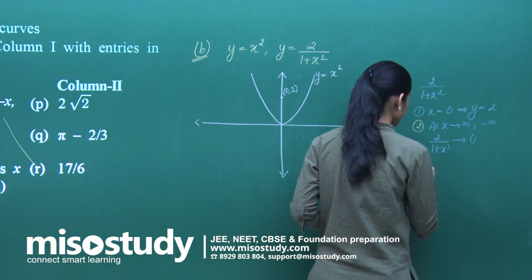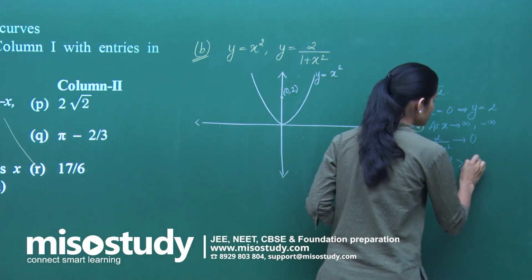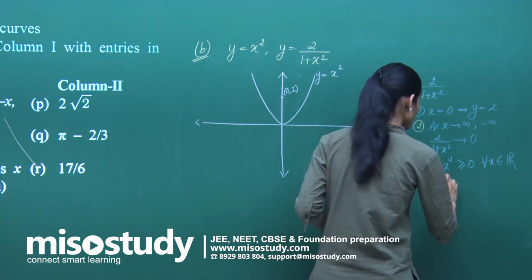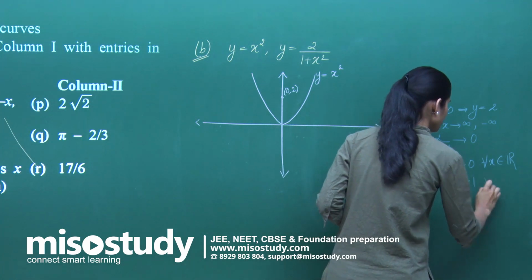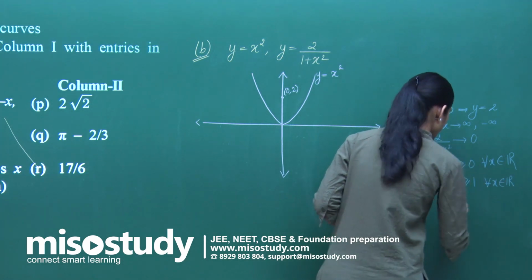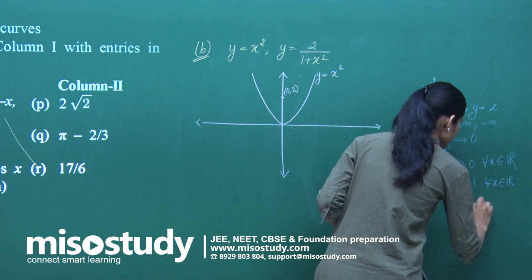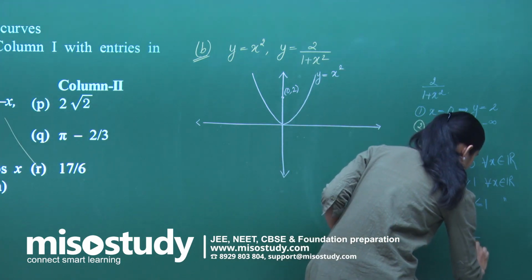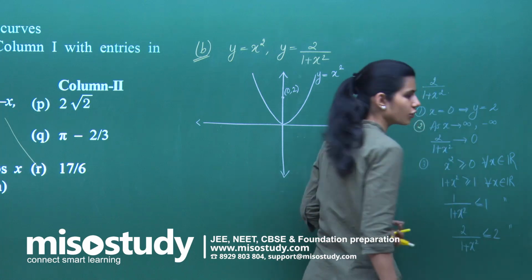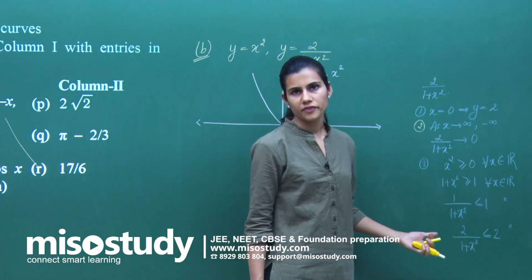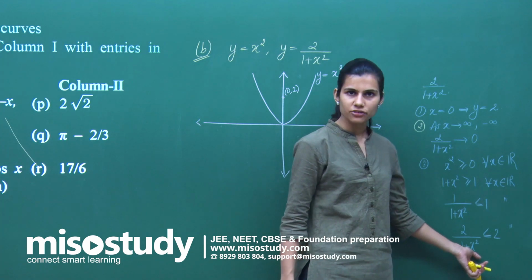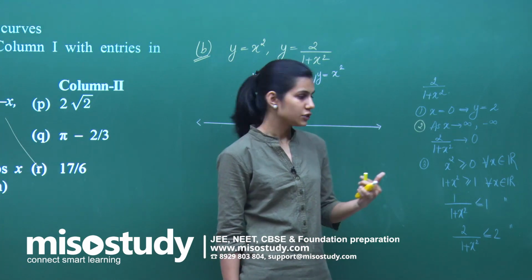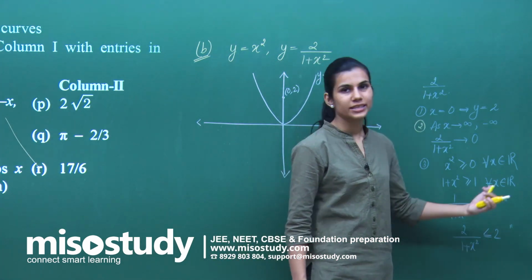Third fact is that you all know x square is greater than or equal to 0 for all x, because x square is always a non-negative function. So 1 plus x square is greater than or equal to 1, and therefore 1 upon 1 plus x square is less than or equal to 1 for all x. So 2 upon 1 plus x square is less than or equal to 2 for all x. That means if you plug in any value of x, the expression 2 upon 1 plus x square will never exceed 2. At the max it will attain the value 2, but never ever will it exceed 2.